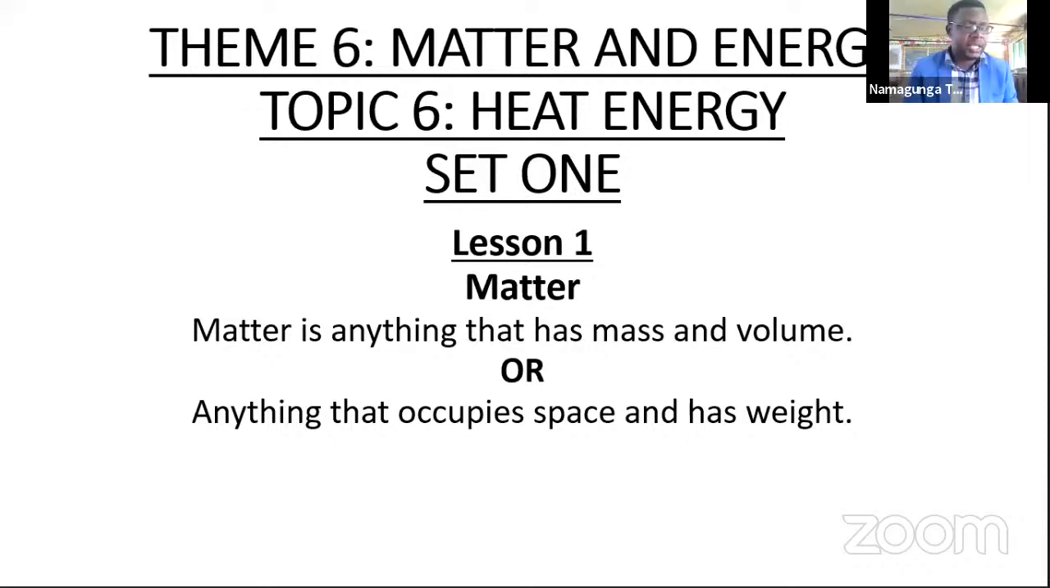We say volume is the space occupied by an object. So when we say the space that an object can occupy, that qualifies as volume.